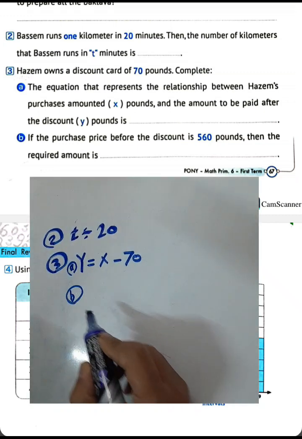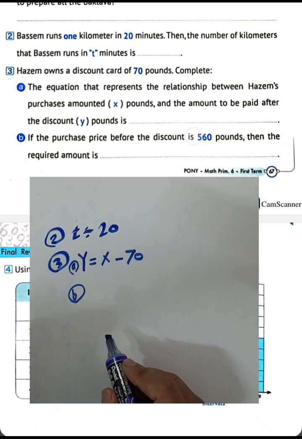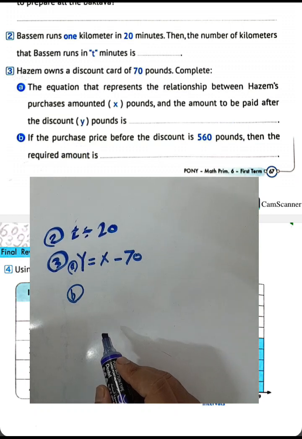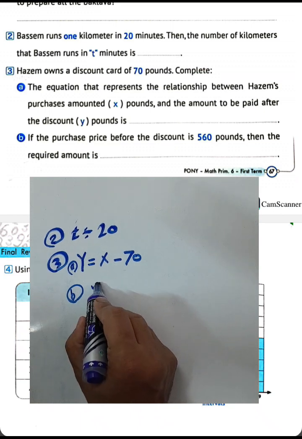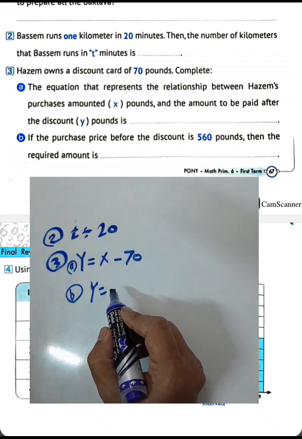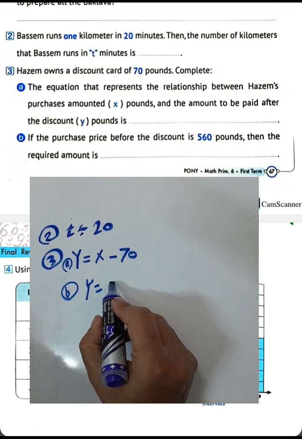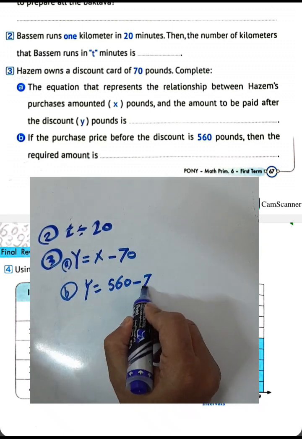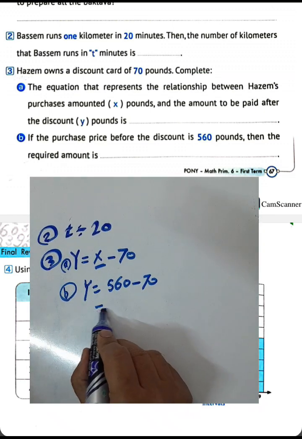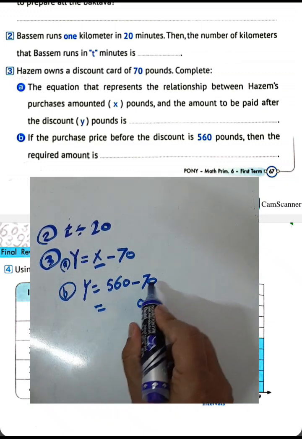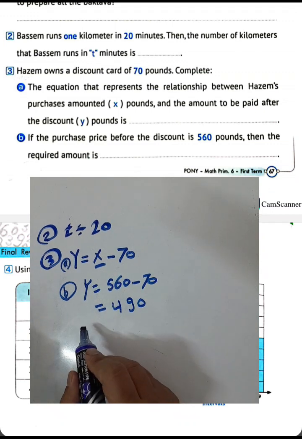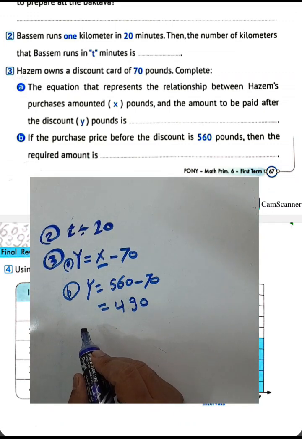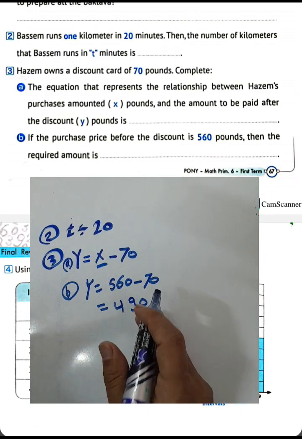Letter B. If the purchase price before the discount is 560 pounds, then what will the required amount be? We must find the difference between two numbers. Write X equals 560 and 70. Put X here equal to 560 subtract 70. 16 minus 7 equals 9, and then write 4. The result will be 490. Okay, the result will be 490 pounds.